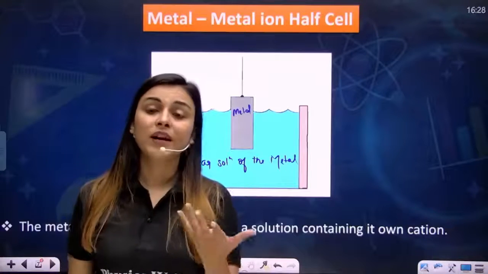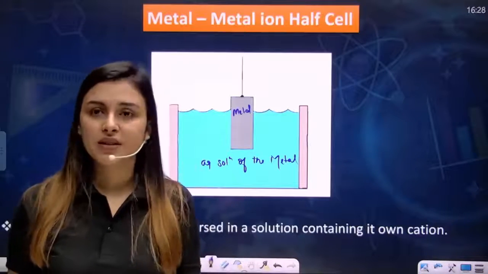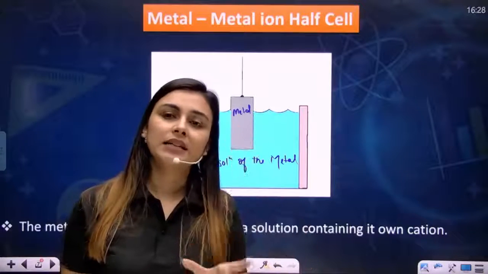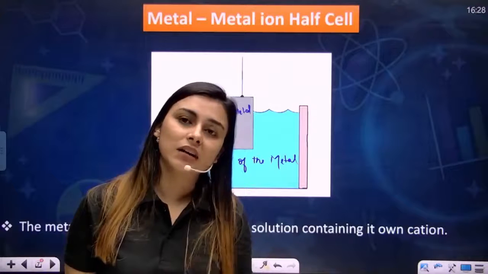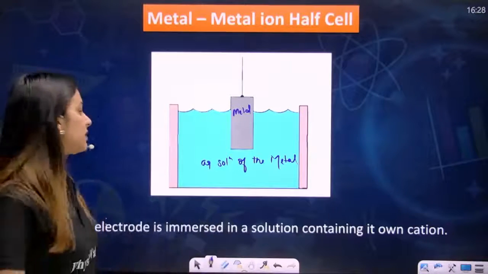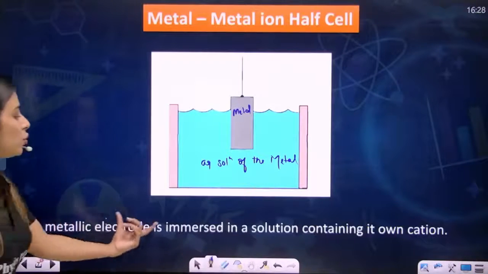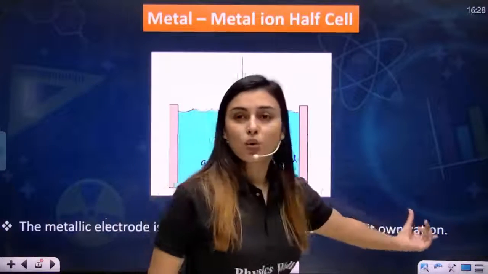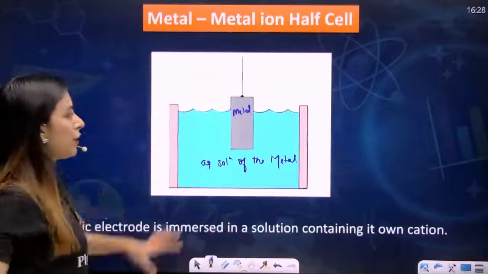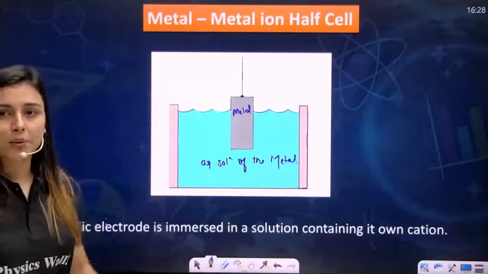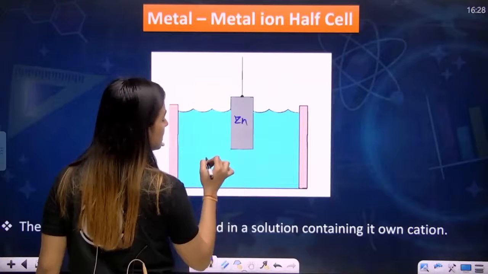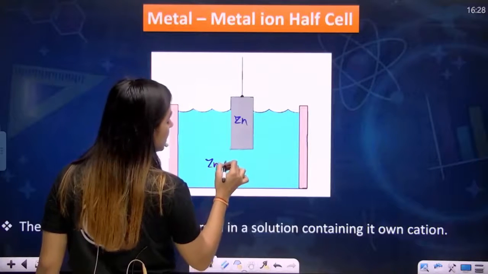For example, when I talked about zinc and zinc sulfate solution, zinc electrode metal and zinc sulfate solution, the same metal ions aqueous solution, right? So that is an example of metal ion half cell. The metallic electrode is immersed in a solution containing its own cations. That is known as the metal ion half cell. If you want to draw it, you draw it, and then I'll give you an example. Okay, I hope you've written it. Now, imagine this is zinc and this is zinc sulfate solution.